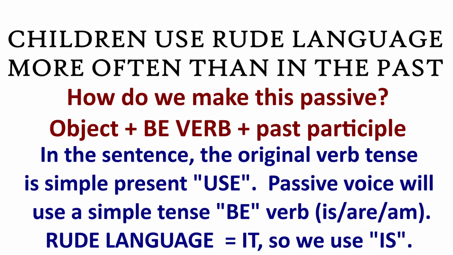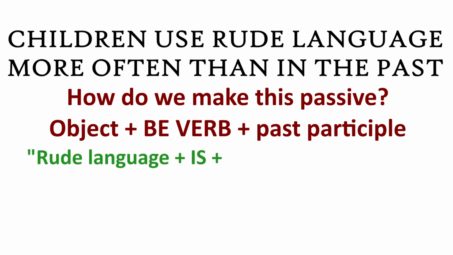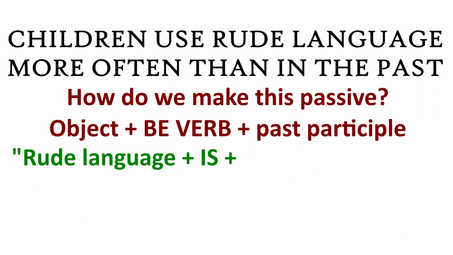In this sentence, the original is children use rude language. Use is simple tense. So your be verb will be simple tense. So you will use is, are, or am. That's simple tense. We can see rude language is like it. So we will say is. We will pick is. So we have started to make the passive sentence. We have rude language is.